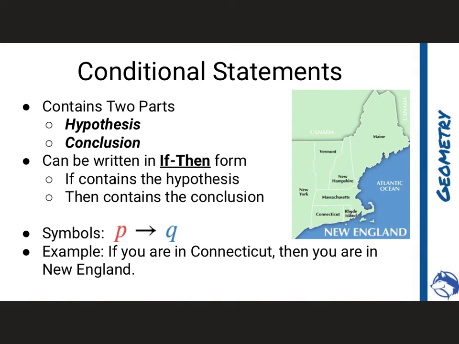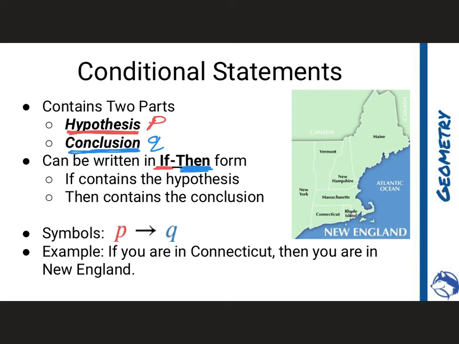So conditional statements contain two parts. We've got the hypothesis, which we always are going to talk about in red, and we call the hypothesis the P. And then we've got the conclusion, which is the after the then part, and we're always going to say that this is a Q. And so we can write this in the if-then, and the if is always going to be associated with the red at the beginning for a conditional statement, and the then is always going to be associated with the blue.